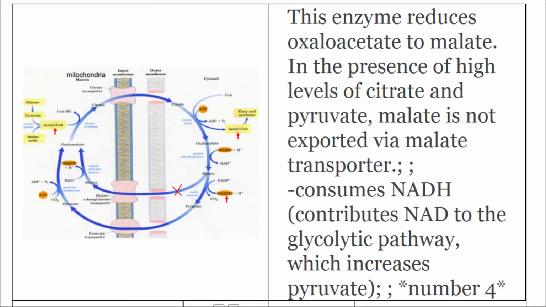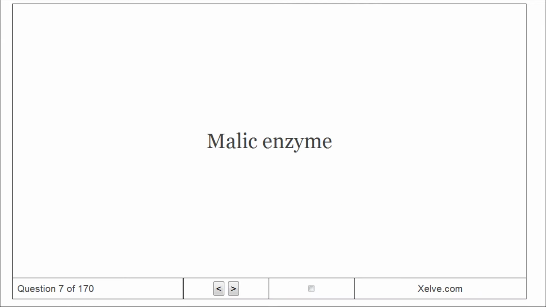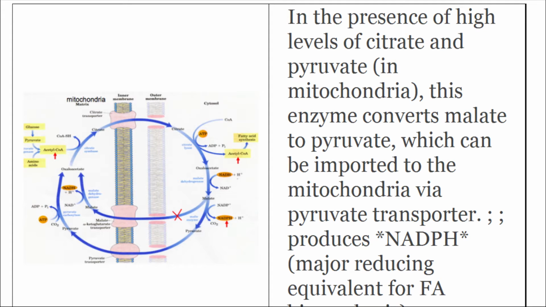4. Malic enzyme. In the presence of high levels of citrate and pyruvate, this enzyme converts malate to pyruvate, which can be imported to the mitochondria via the pyruvate transporter, and produces NADPH.